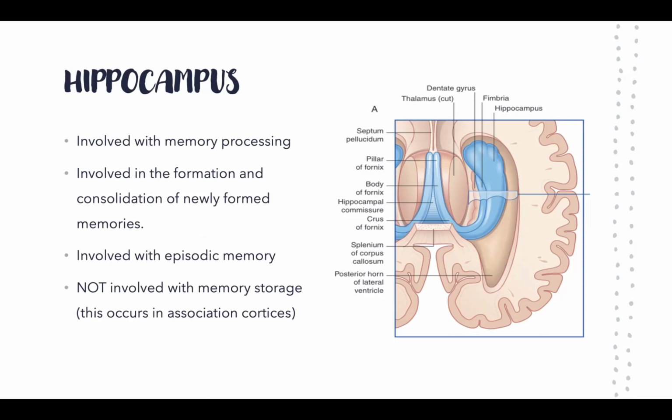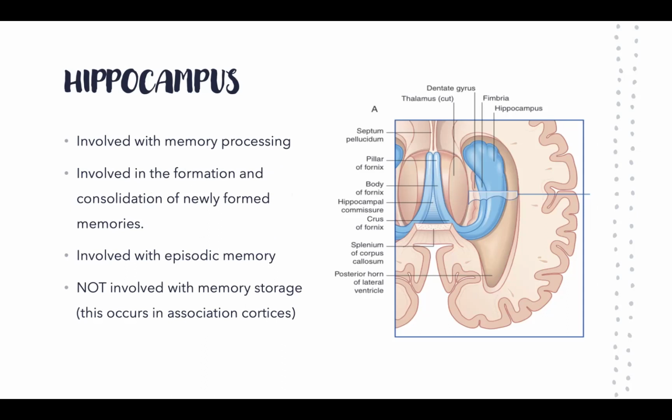Now I'll talk about our hippocampus. This is something quite famous and well known for our memory, but people really confuse it with being where our memory is, but it's not. This is not really where our memory is stored. Our memory is actually stored in our association cortices, and we'll talk a bit about that. But what the hippocampus is really involved in is memory processing.